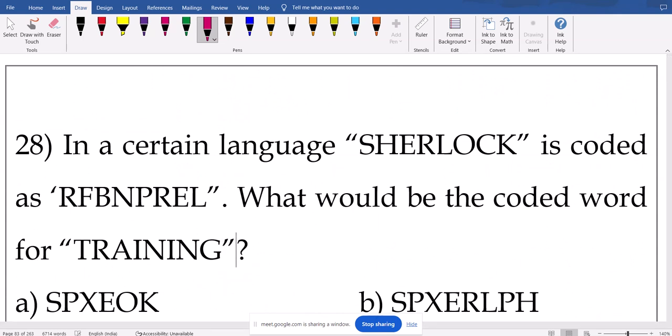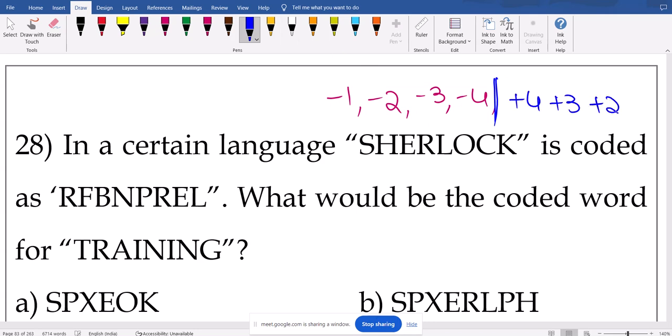So what's the logic here? Minus 1, then minus 2, then minus 3, minus 4. But later, after the first 4 letters, it is plus 4, plus 3, plus 2, plus 1. This is a very typical question. They are not applying the same logic, it's not only minus 1 for the entire word. They divide the entire code into 2 groups. First group minus 1, minus 2, minus 3, minus 4. Next group plus 4, plus 3, plus 2, plus 1.